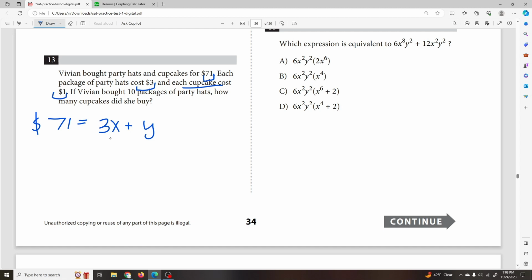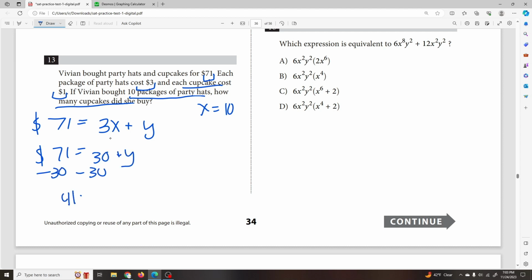So she says that Vivian bought 10 packages of party hats, so x is equal to 10 because 10 is our party hats. How many cupcakes did she buy, right? So 71 is now equal to 3 times 10, which is 30, plus y. Subtract 30 from both sides, and we have 41 is equal to y. So she bought 41 cupcakes.